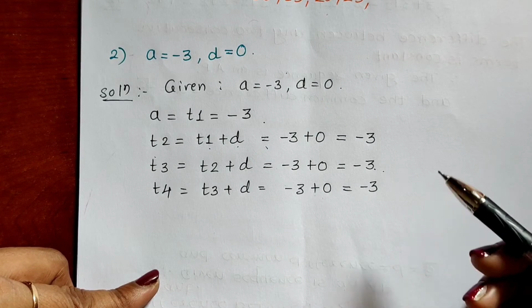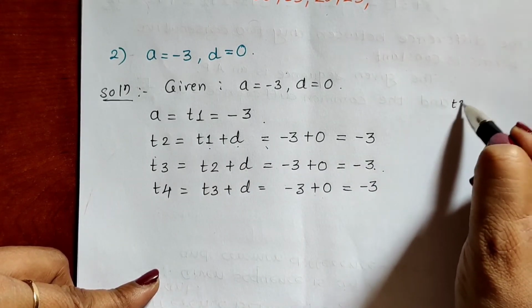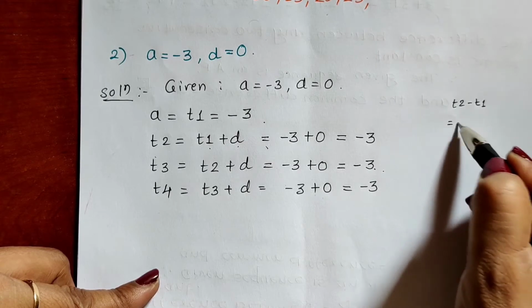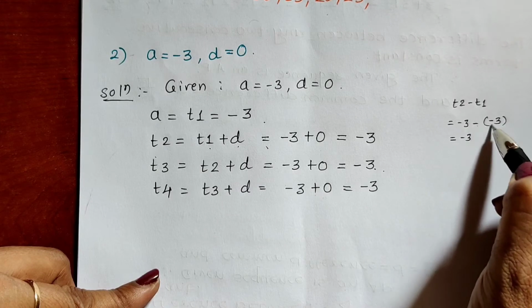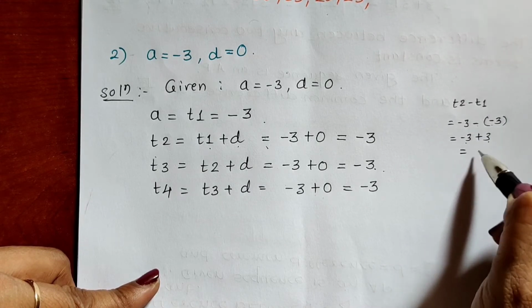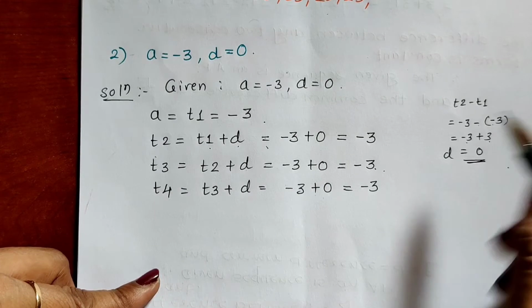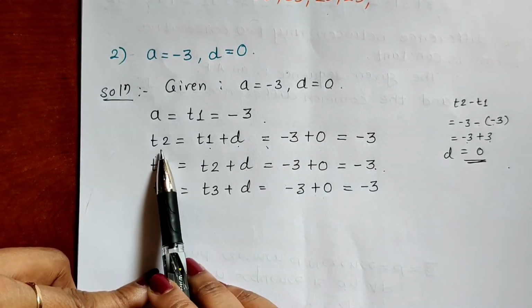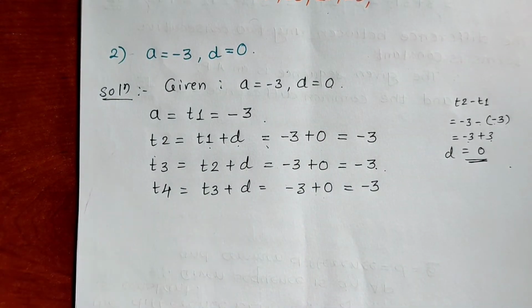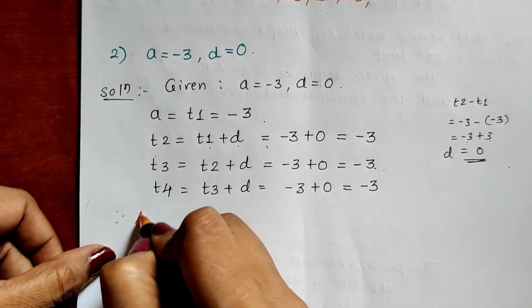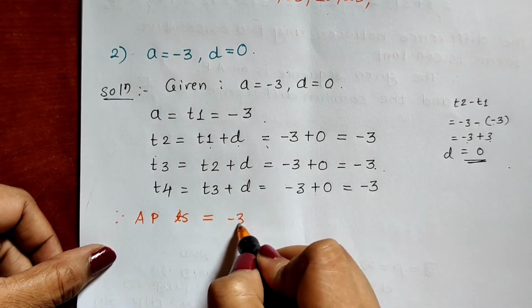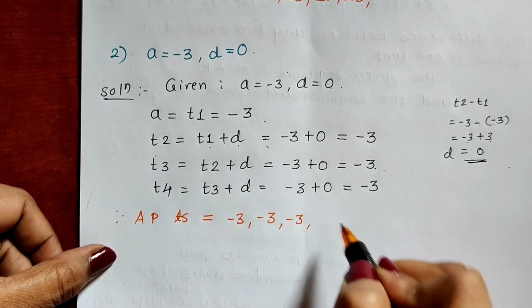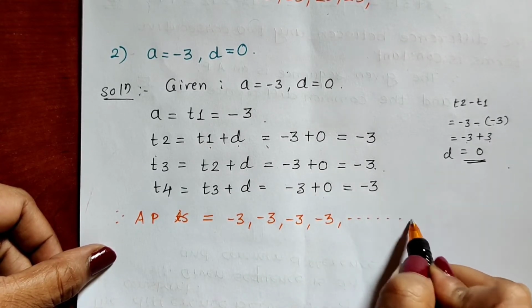So minus 3 minus minus 3. What will be the common difference? 0. T2 minus T1. What is T2? Minus 3. Minus, what is T1? Minus 3. Minus minus 3 is plus 3. Minus 3 plus 3, common difference D will be 0. So D equal to 0 is given to us and we can find out T1, T2, T3, T4 in this way, and so we can write the AP. Therefore AP is equal to minus 3, minus 3, minus 3, minus 3 every time, and infinite.